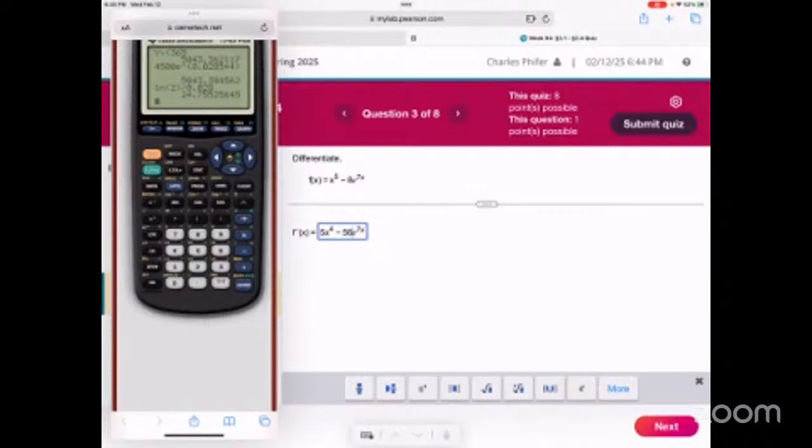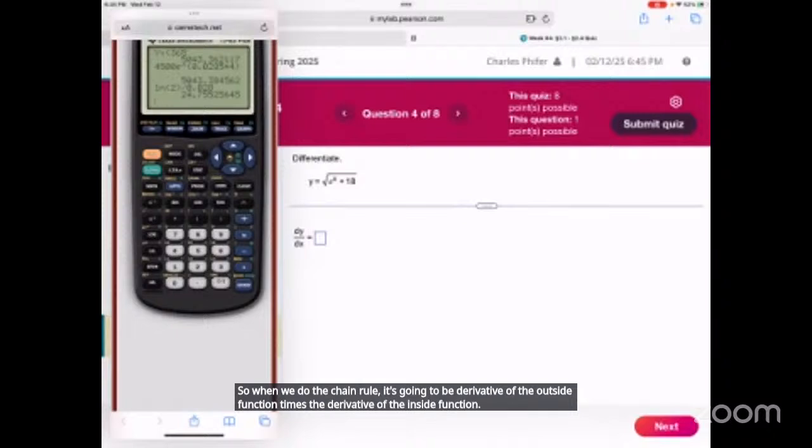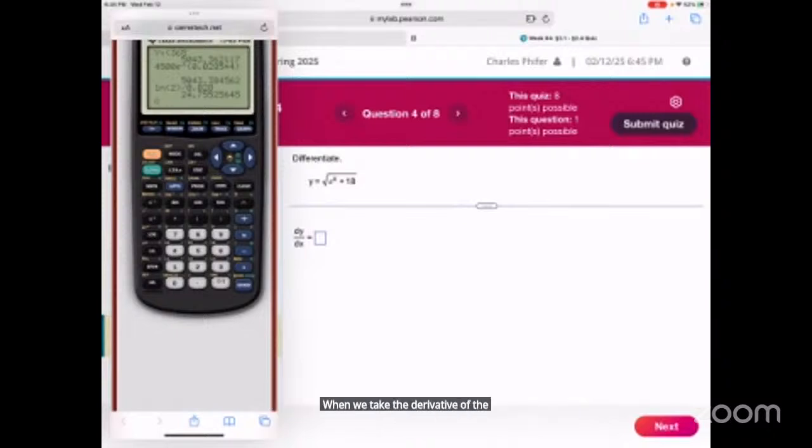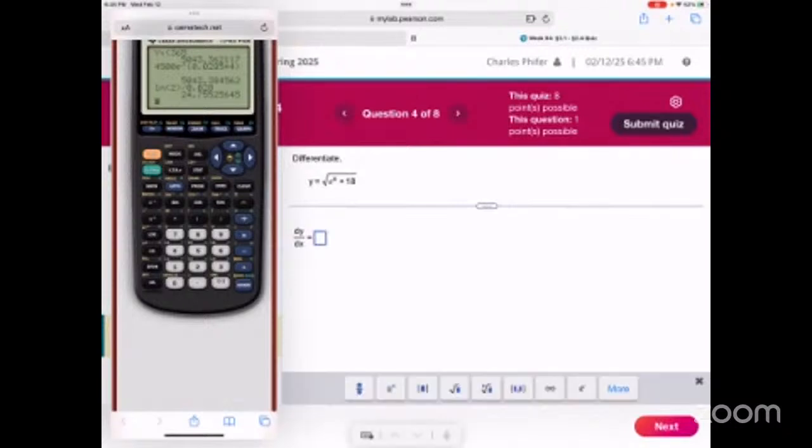So chain rule here, keep in mind that square root is the same as to the power of a half. So when we do the chain rule, it's going to be the derivative of the outside function times the derivative of the inside function. When we take the derivative of the outside function, the power comes down, right? So that's going to be a 1/2. We're going to go, and it's going to be to the power of a negative 1/2, because you bring the power down to subtract 1.